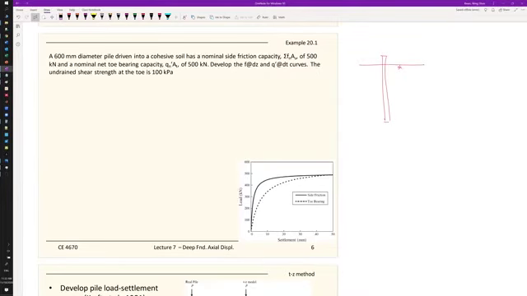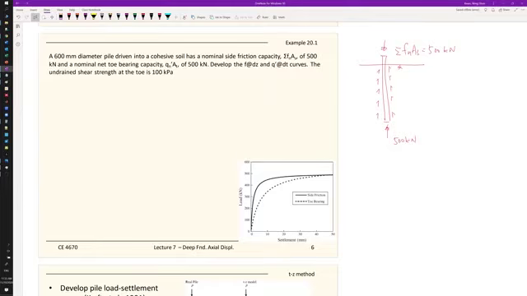We know that if this is driving downward, the friction is pointing upward, and the total friction for this pile is 500 kilonewtons. And you have a nominal toe bearing capacity at the bottom of 500 kilonewtons, and it asks you to develop two settlement curves.